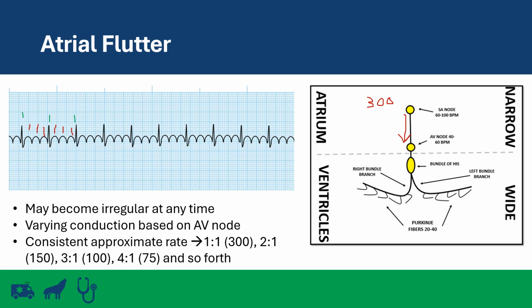So atrial flutter a lot of times is called a sawtooth rhythm or a sawtooth pattern. That's because of all these flutter waves taking up the baseline of the EKG. And if you blur your eyes, it looks like a saw, or the teeth of a saw. And it is considered an irregular rhythm because at any time the conduction pattern may change. It may go from 3-to-1 to 2-to-1 to 4-to-1. A lot of times it stays regular, but it can be irregular at any time.